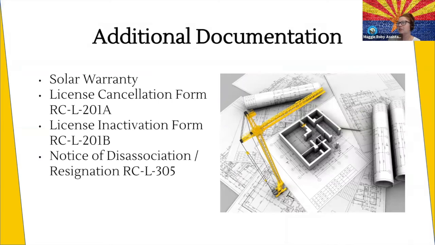All right. There are some additional documents that you may end up needing to submit with your application. If your license is going to cover solar, you will need to submit a solar warranty. There is an example of that on our website. You may also need to cancel a previous license or inactivate a previous license. Those items should be submitted with the application, as well as if your qualifying party needs to disassociate from a prior license. You would want to submit that with your application as well.